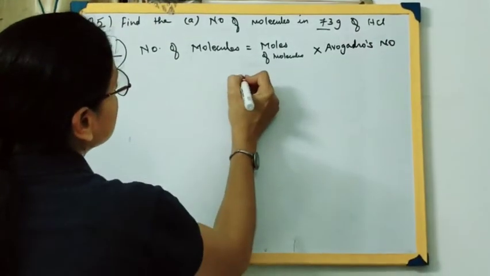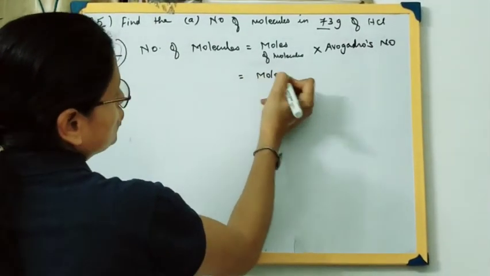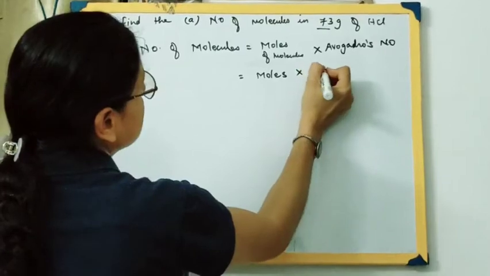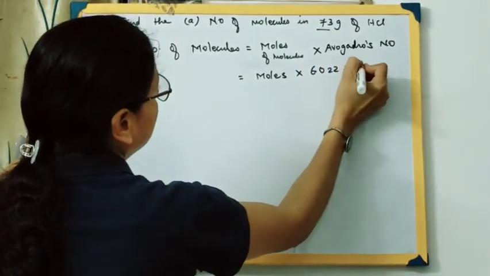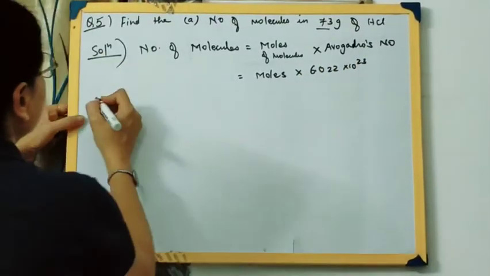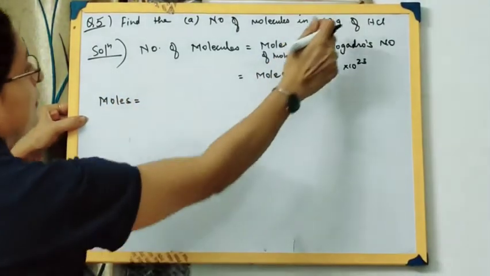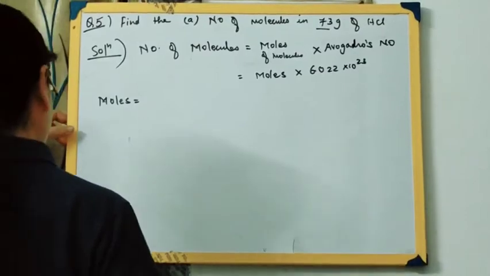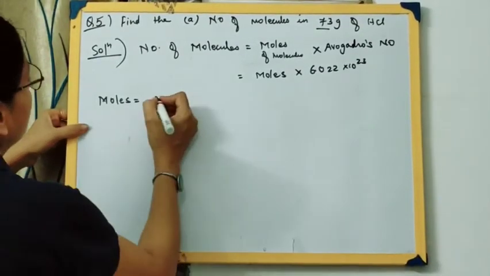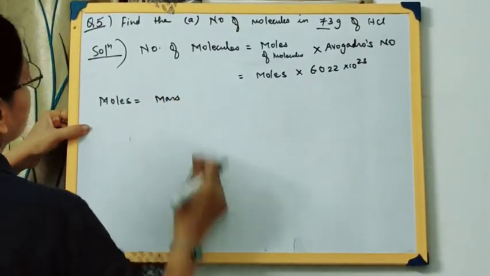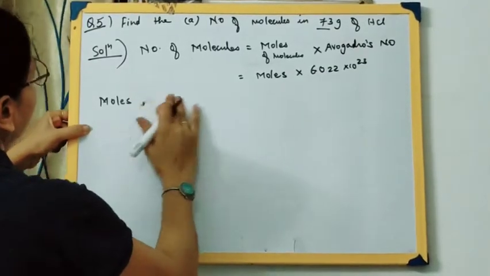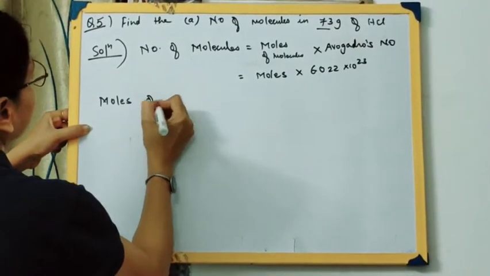So this will be what? Moles. In short, I am writing down 6.022 into 10 to the power 23. Now what is moles? How would we find out the moles of a particular compound? So moles is what? Mass of the compound, moles of HCl.